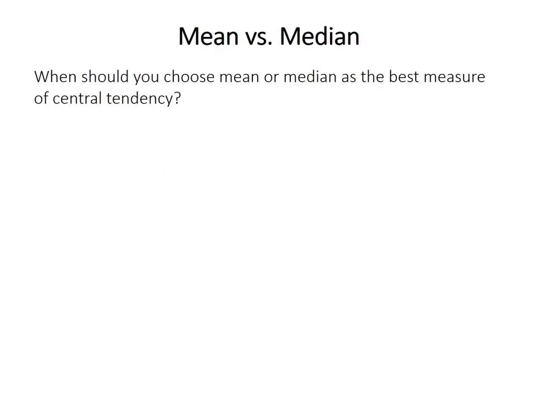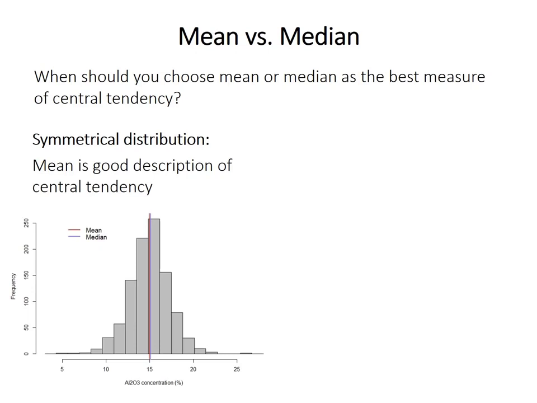So the big question then is, when should you use the mean, and when should you use the median? Let's consider a case where your data follow this symmetrical distribution. This is a histogram, this graph here, and it basically just divides your measurements into bins or groups and then plots the number of values found within each bin. In this case, the mean and the median are basically the same thing. So in this case, you might as well use the mean as your description of central tendency.